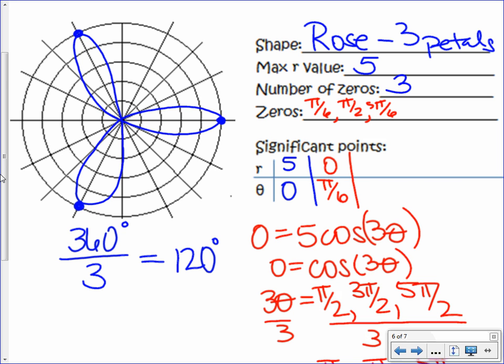Okay? Any observations to make here? How many petals did we have? 3. Is there anything interesting to anybody up there? We did have 3 zeros. Okay. Keep that in mind. Next.